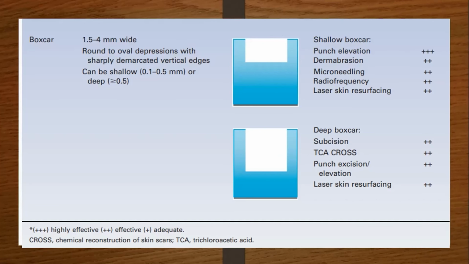For box scar acne scar, if they are shallow or superficial, punch elevation, dermabrasion, microneedling, radio frequency, and laser resurfacing can be helpful. For deep box scars, they are actually very resistant to treatment, but still we can try subcision, TCA cross, punch excision, elevation, and laser resurfacing. Next, please.